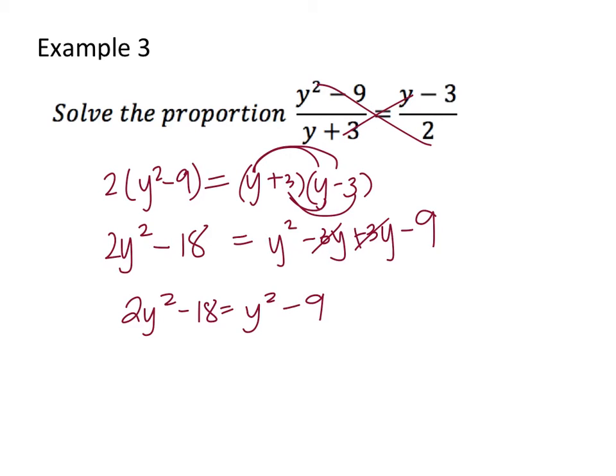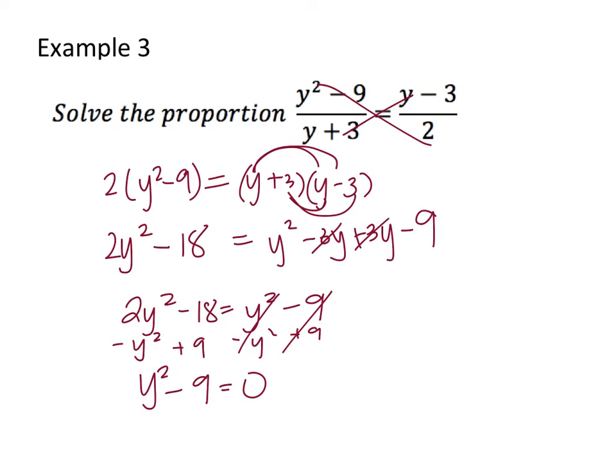So we can actually just try moving these all to one side, see if we can solve it from there. I'll subtract y squared. So minus y squared minus y squared, I'm left with y squared, plus 9 plus 9. Okay. So y squared, negative 18 plus 9 is negative 9, equals 0.